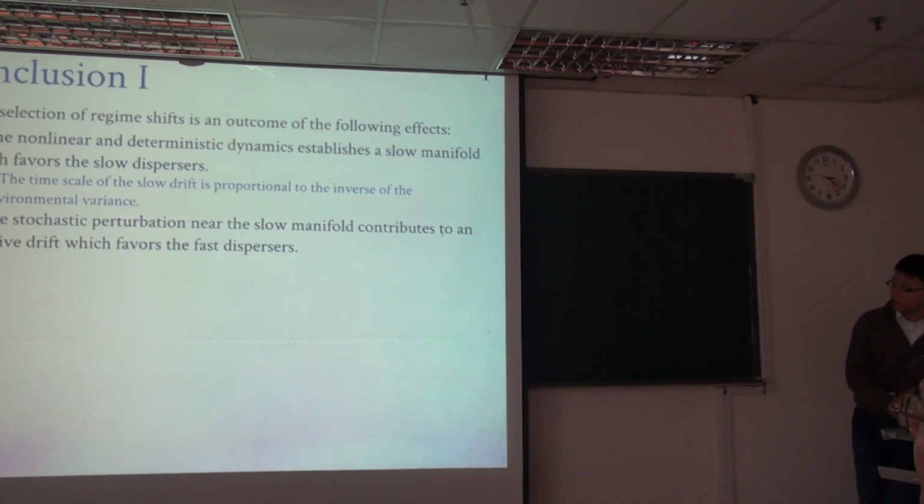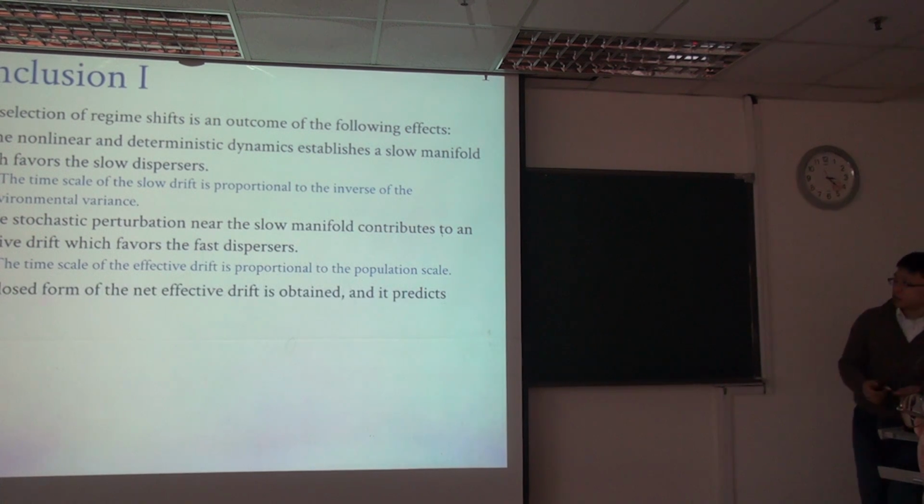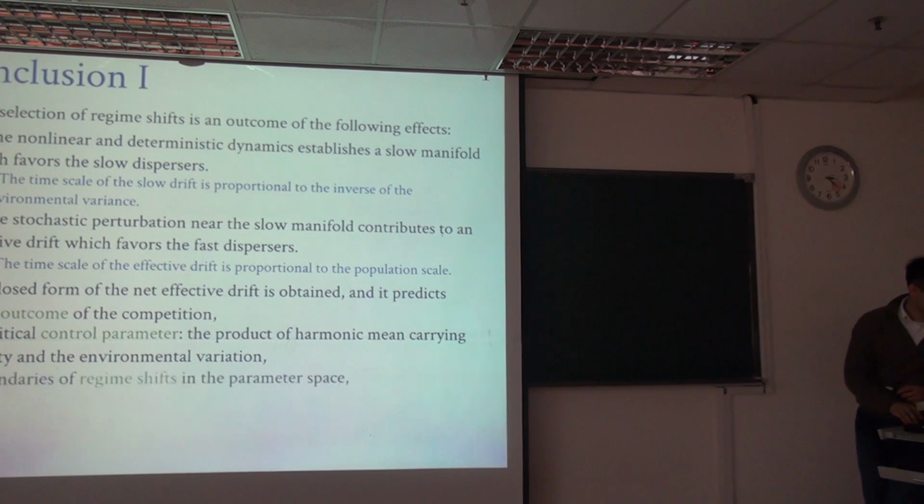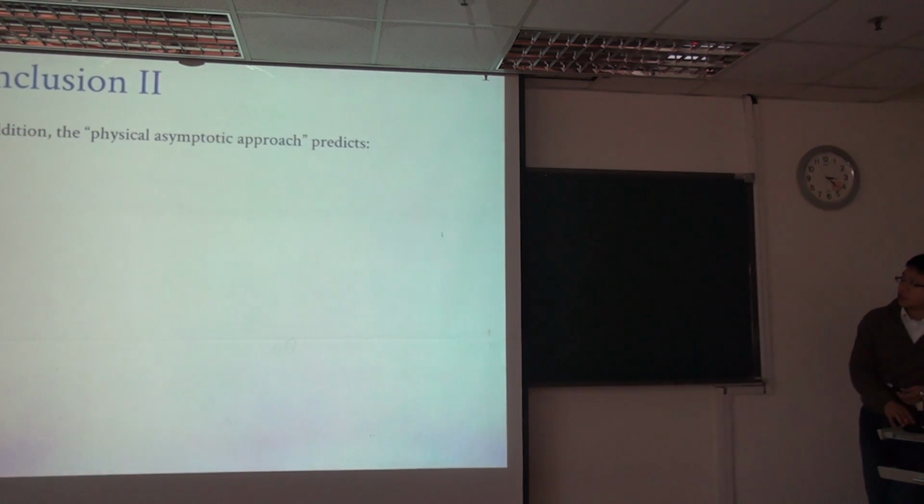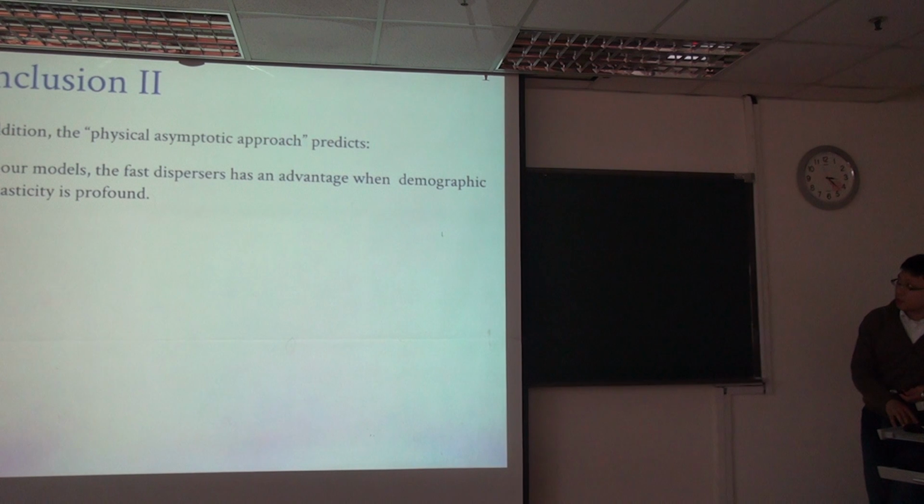And the stochastic perturbation near the slow manifold actually contributes to an effective drift, which favors the fast dispersion. And the time scale is actually proportional to the population scale. Depending on which time scale is larger, you can predict which one wins. And we know the closed form, we know the outcome, and we identify a control parameter, as well as a regime shift and bifurcation. And what is more interesting is that we can prove the existence of the evolutionary stable dispersion rates. In addition, we predict that the faster dispersion always has the advantage.